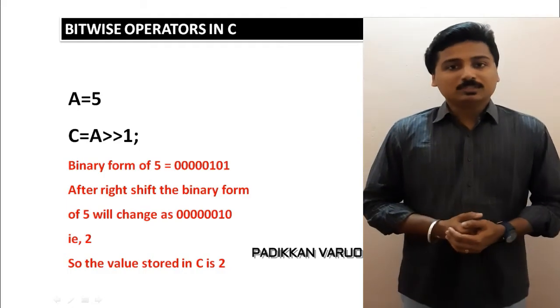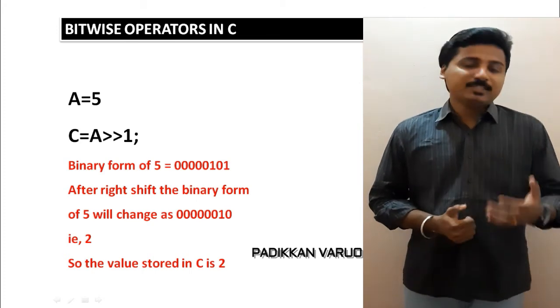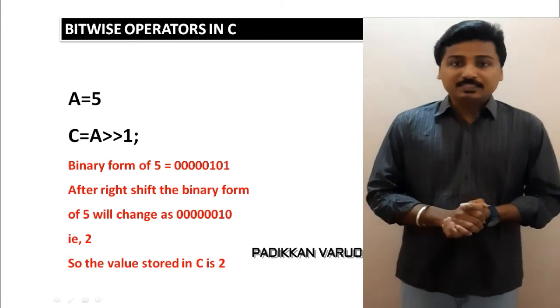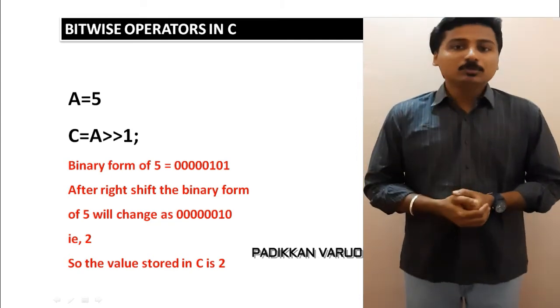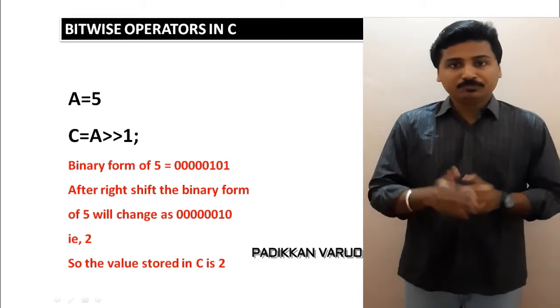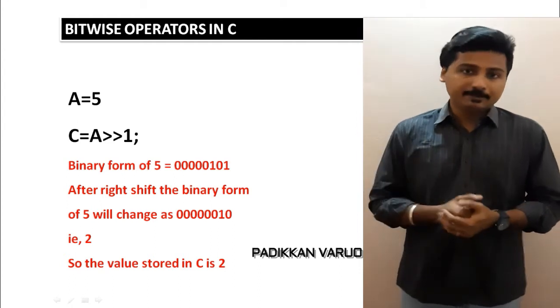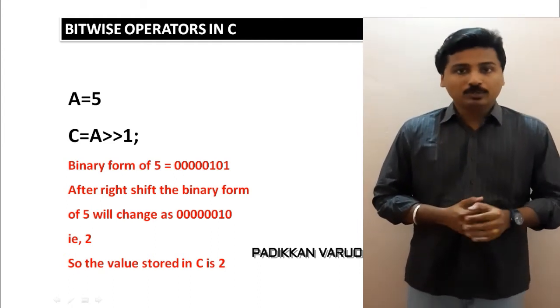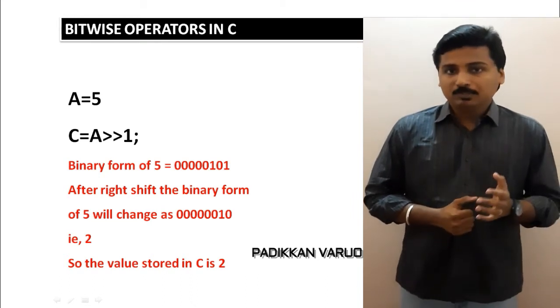Next, we are moving towards bitwise operations in C, or the bitwise operator in C. Here we are performing a bitwise operation, that is a shifting operation. In this example, we are performing a shift right operation, shifting one bit right. So we can take an example. We are taking a variable named A and storing a value 5 into it. The 5 is a decimal value.